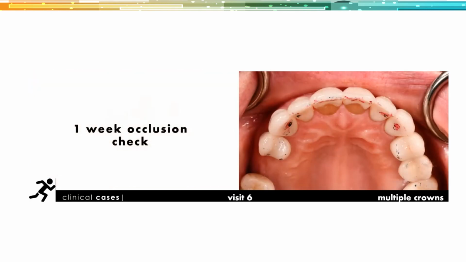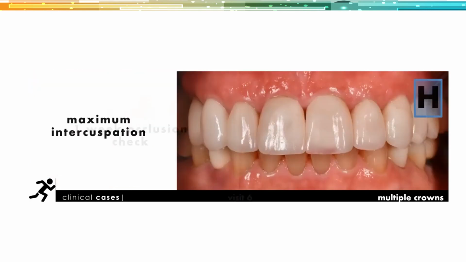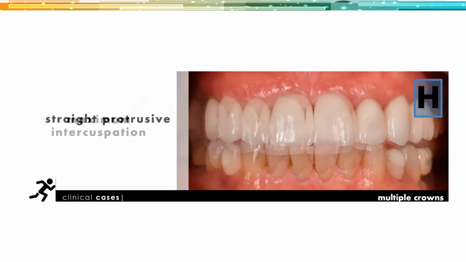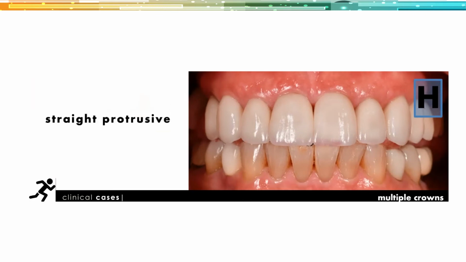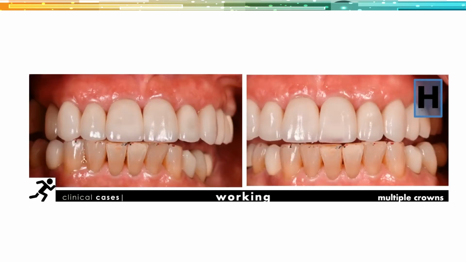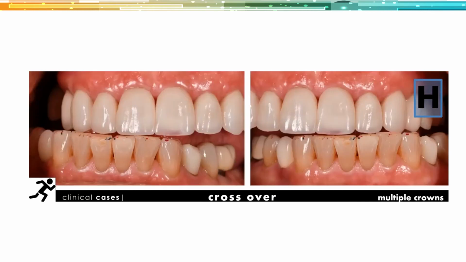Well, we're going to do a 1 week post-op occlusion check. And we don't only check the patient in maximum intercuspation, but we go through straight protrusive and want to make sure that we have even guidance on those lower incisors, and we go through the working movements. And most importantly, we go through these crossover movements. The reason I'm putting this in here is that this is where a lot of the longevity of glass ceramic restorations is going to be achieved, in creating these smooth guidance patterns.